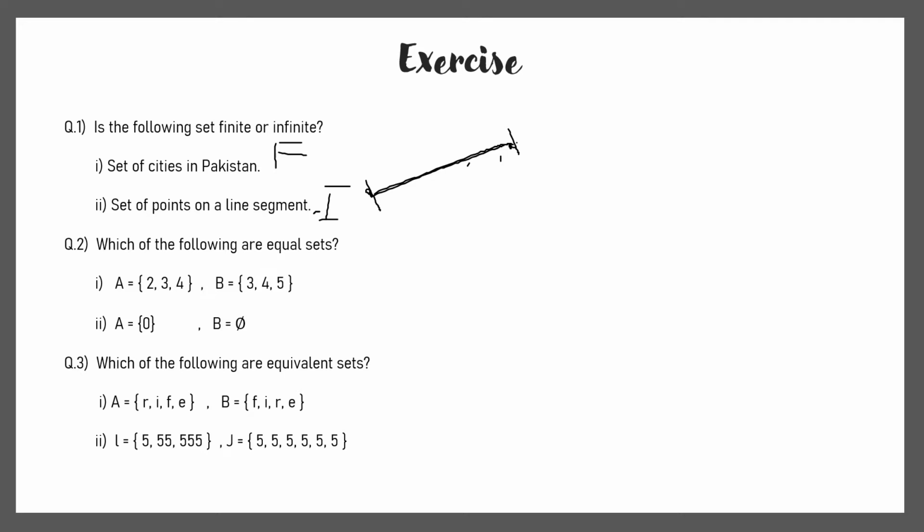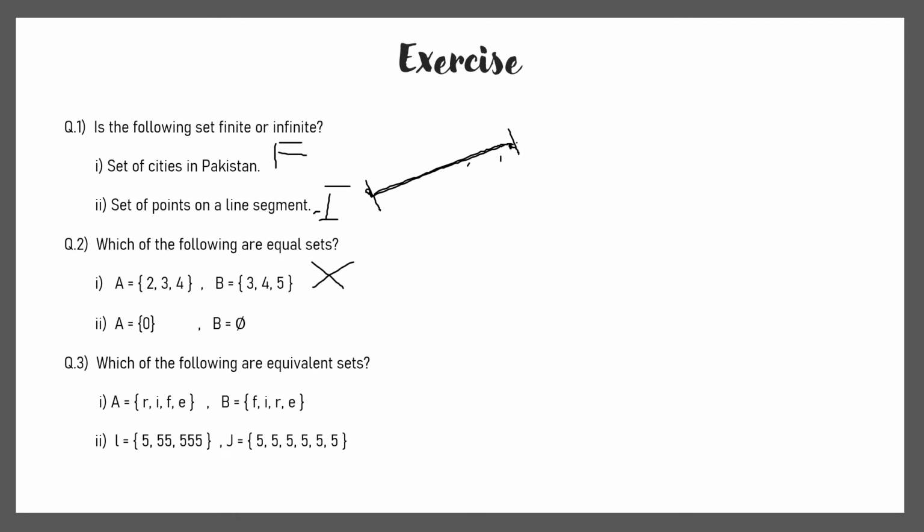Okay, the next question is which of the following are equal sets? Equal sets means that the number of elements and the elements themselves should be the same. The first one, here there are three elements and here also, so the number of elements in both sets are same, but here the elements are 2, 3 and 4 and here 3, 4 and 5, so they are not the same. It means that they are not equal sets.